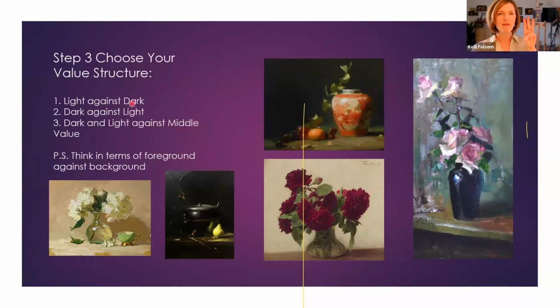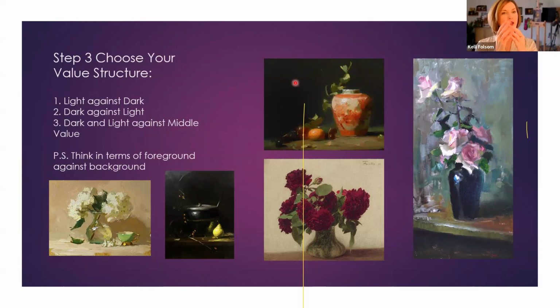Here are 3 very simple value structures that I would recommend you choosing, right? So pick one of these. So again, this is like a cheat sheet recipe book for creating a still life composition. So you pick your perspective, then you pick your linear composition, then you pick your value structure. And your 3 choices for value structure are as follows: light against dark. Okay, that's this painting up here.